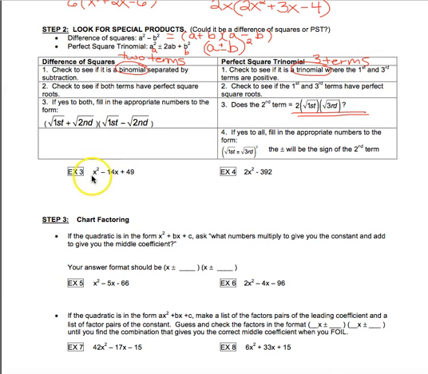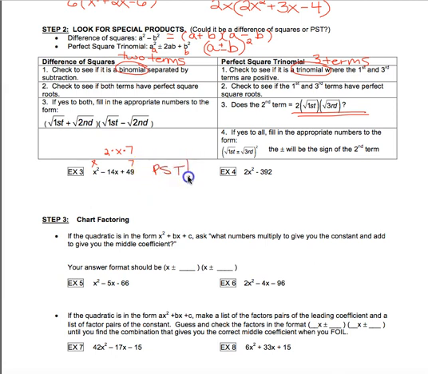So is it a trinomial? Yes, 3 terms. Are the first and third both positive? Positive x squared, positive 49. Yes. Do the first and third terms have perfect square roots? Well, square root of x squared is x. Square root of 49 is 7. So yes. Middle term, 2 times those square roots. So in this case, it'd be 2 times x times 7, which is 14x. That is what's in the middle. So yes, this is a PST.